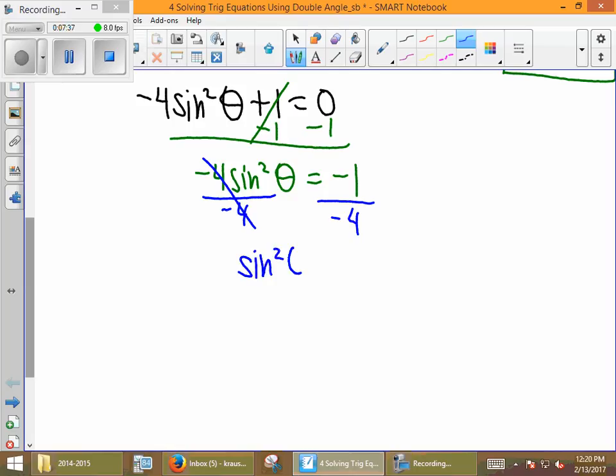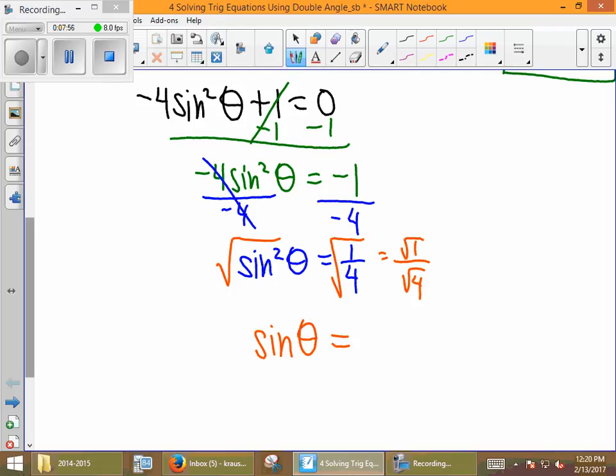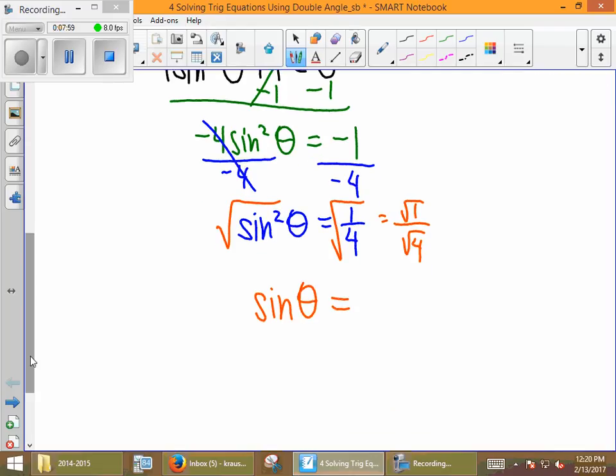So the positive 1/4. And then square root. So when you square root a fraction, remember that means you're going to square root the top and the bottom. So sine's going to equal just a half? Or plus or minus. Yeah, plus or minus. Anytime you are the one that introduces the square root into the problem, you have to put the plus or minus.